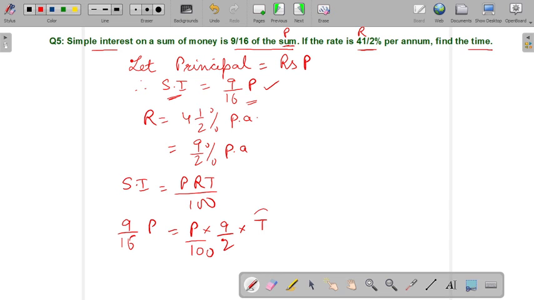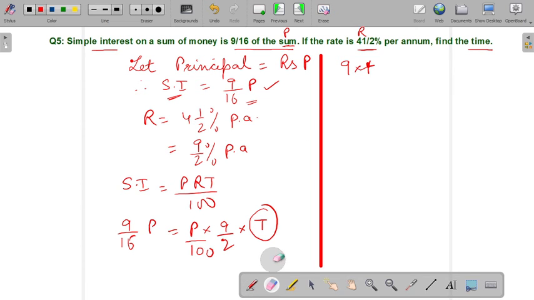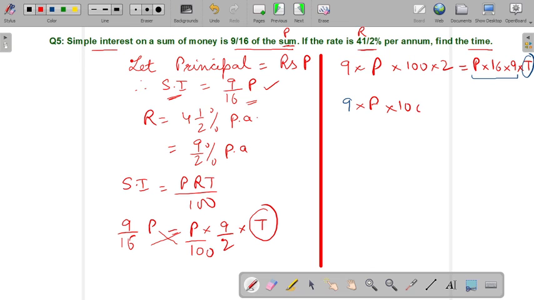So what should be next step? Since we have to find out the time, so we will do the cross multiplication. So time, 9 multiply P multiply P cross multiplication. So this will be multiplied like this. Multiply 100 multiply 2 equal P multiply 16 multiply 9 multiply T. Now, since we have to find out the value of T, so all these terms will go in the denominator. So 9 multiply P multiply 100 multiply 2 upon this whole term will come in the denominator like this. So this is the value of T.